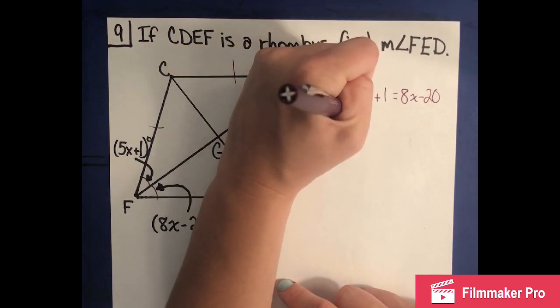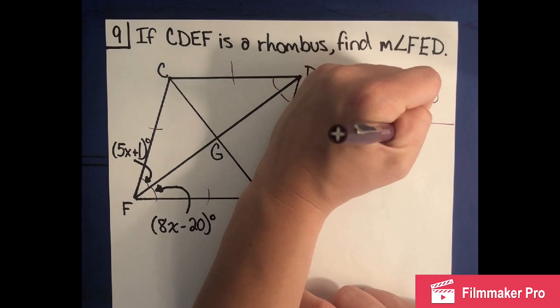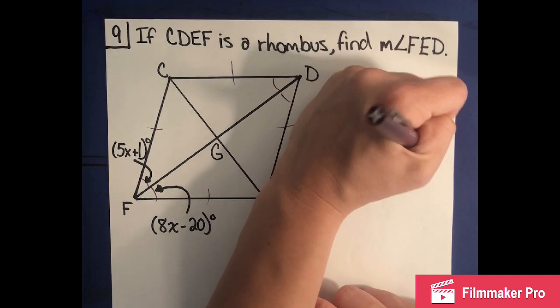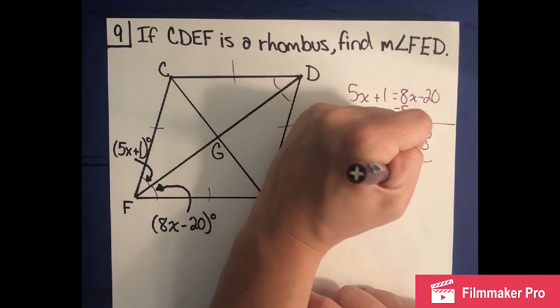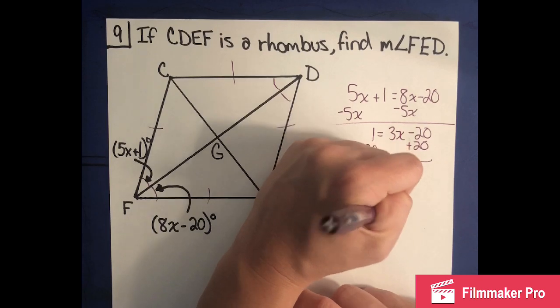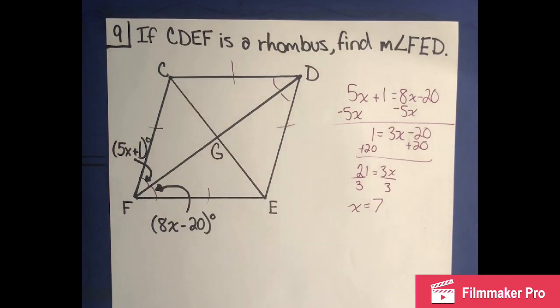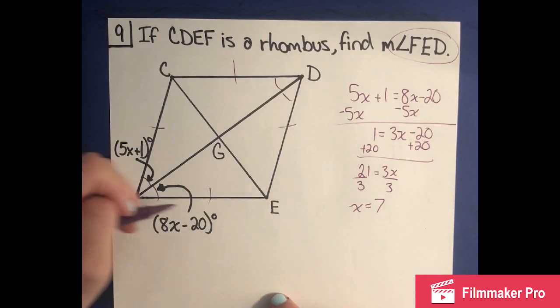And let's do some math gymnastics here. Okay, add 20 to the other side. Divide by 3, we get x equals 7. Okay, so looking at that, we get x equals 7. Awesome, love it. Still not my answer. We want the measure of angle FED. So let's find where that is, FED.